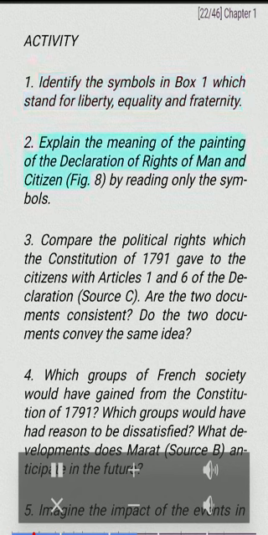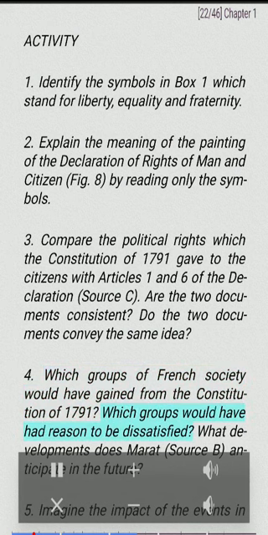Box 1. Activity. 1. Identify the symbols in Box 1 which stand for liberty, equality, and fraternity. 2. Explain the meaning of the painting of the Declaration of Rights of Man and Citizen, Fig. 8, by reading only the symbols. 3. Compare the political rights which the Constitution of 1791 gave to the citizens with Articles 1 and 6 of the Declaration, source C. Are the two documents consistent? Do the two documents convey the same idea?